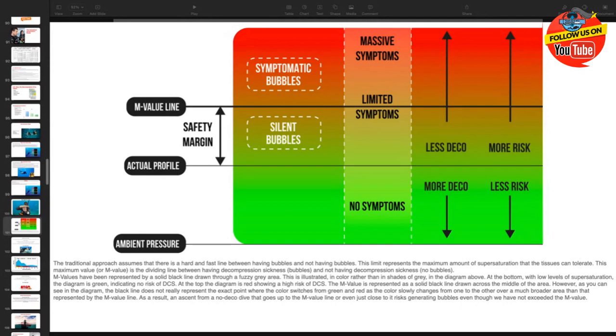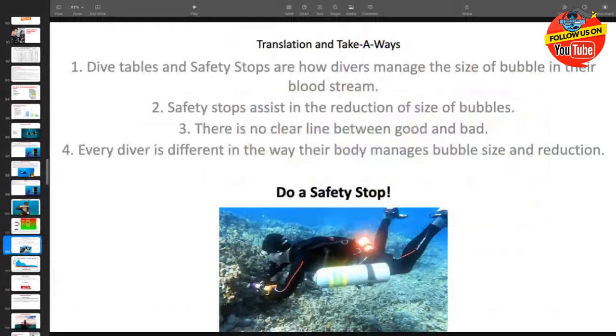But what we do know about this is that if we spend less time in safety stops and less deco, we've moved from bubble seeds to silent bubbles up to symptomatic bubbles, and we decrease our safety. As we start doing more deco, we create less risk and more safety and fewer symptoms overall. So I want you guys to take a few ideas from this. One, dive tables and safety stops are how we're going to manage the size of the bubbles in our bloodstream. Second, safety stops assist in the reduction of the size of the bubbles. Guys, there's no clear line between good and bad, and it's going to change every day. Final piece is every diver is different in the way their body manages the size of the bubbles and the reduction of those bubbles. So the key point of this is do a safety stop.